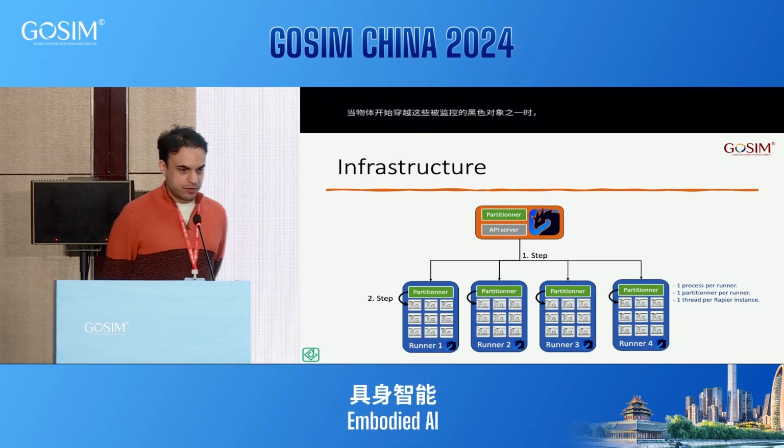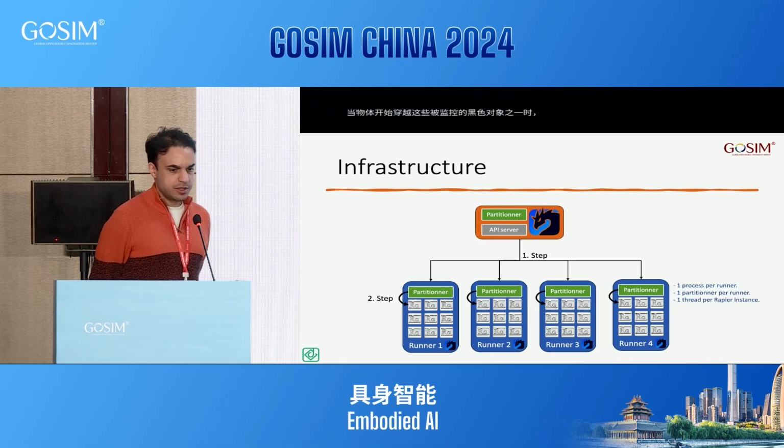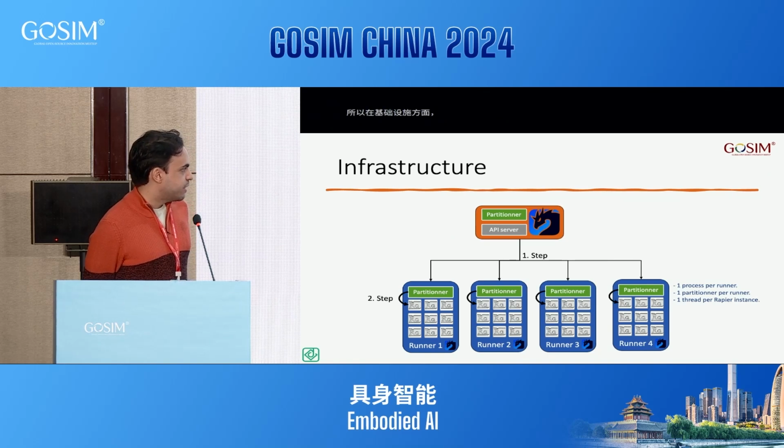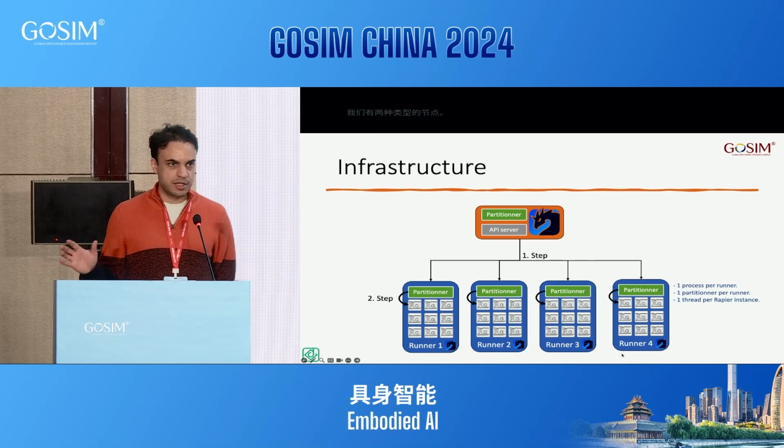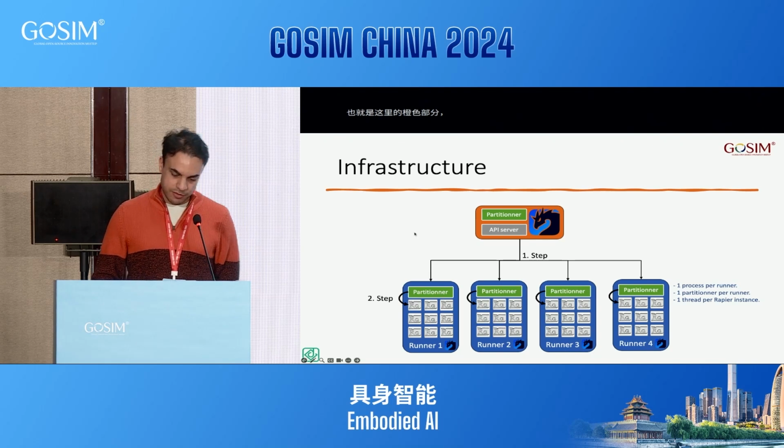So in terms of infrastructure, and this is where things are actually quite different from last year, and in a way much simpler, we have two kinds of nodes in our cluster. We have a master partitioner node, which is the orange one here, and we have a bunch of runner nodes, which are the blue ones. Communication is handled by Zenoh at any stage of this system, except for communicating with the client, which will communicate using just a simple API with the master node.